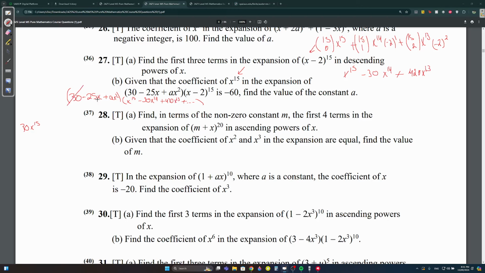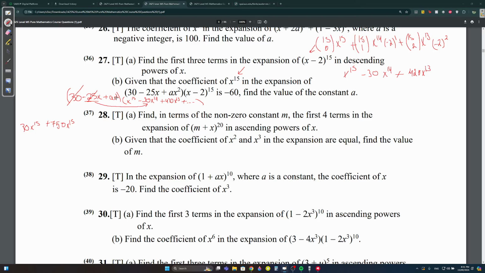Minus 25x times x to the power 15 will get me 16, and we don't want that. x to the 14 will get me 15, so I'm going to do minus 25x times minus 30x to the power of 14, it's going to be plus 750x to the power 15, if I'm not wrong. x^13 will be x^14, so we're done from here.